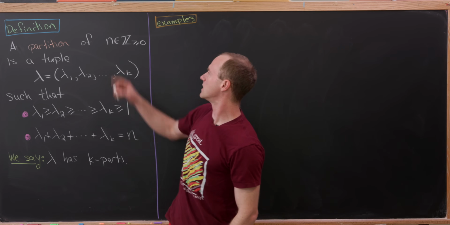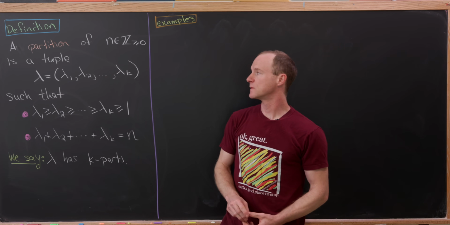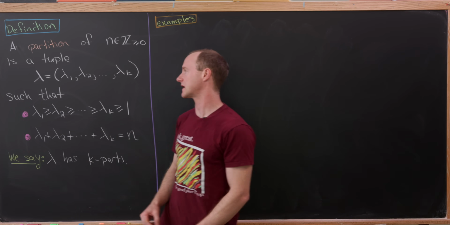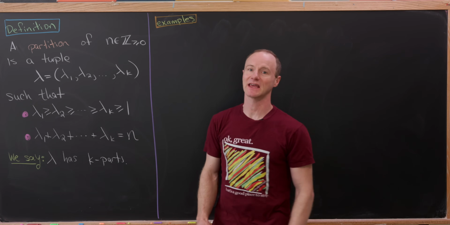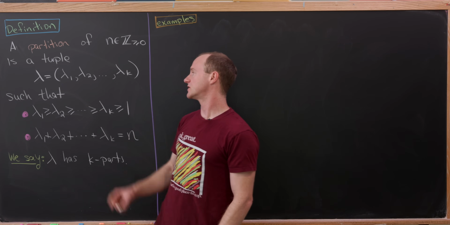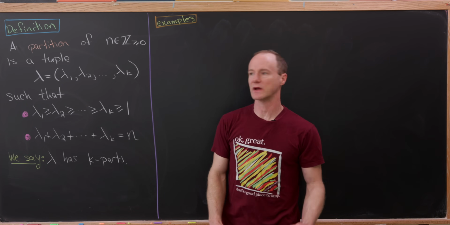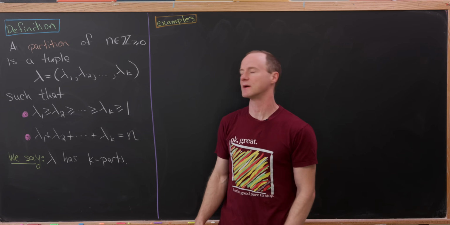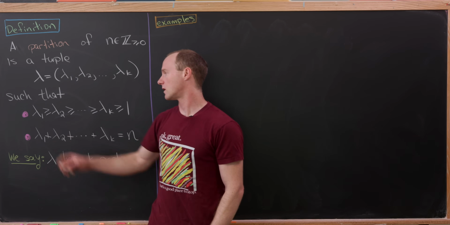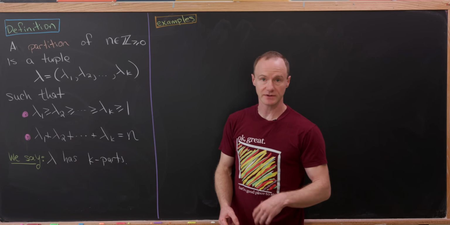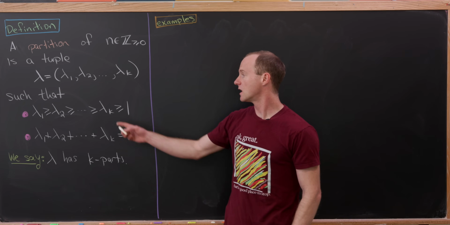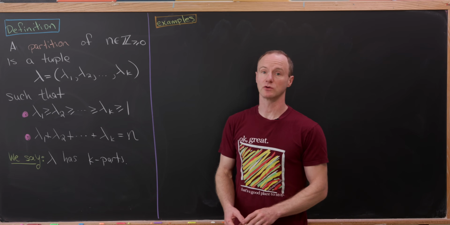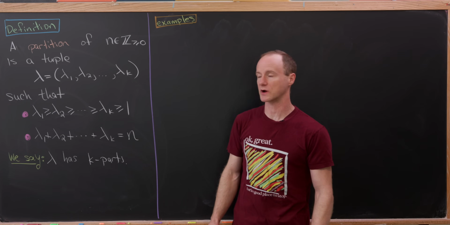Given a non-negative integer n, a partition of n is a tuple. I'll call that tuple lambda. And here I've written it as a k-tuple, so it has entries lambda 1, lambda 2, all the way up to lambda k. And it's got to satisfy 2 conditions in order to be a partition. First of all, lambda 1 is bigger than or equal to lambda 2, which is bigger than or equal to lambda 3, all the way up to lambda k, which is bigger than or equal to 1. So there's some sort of ordering here.